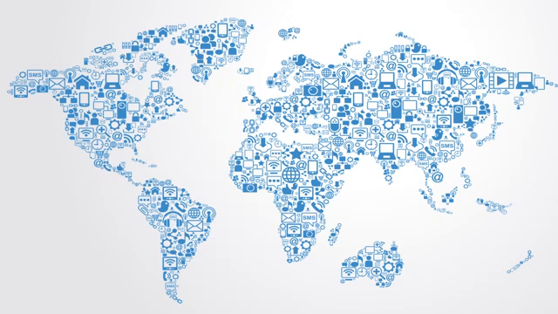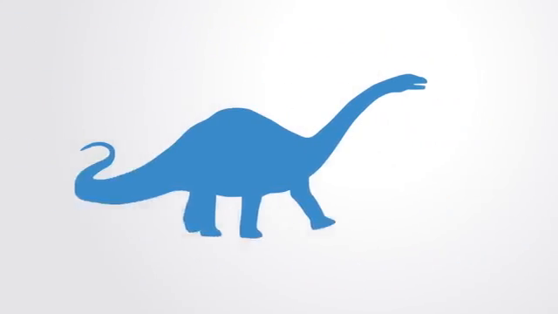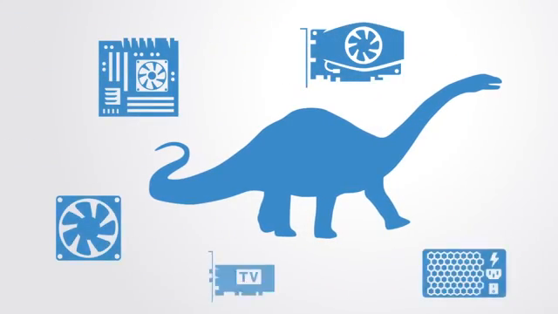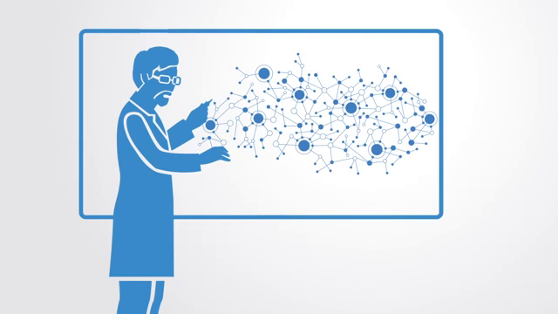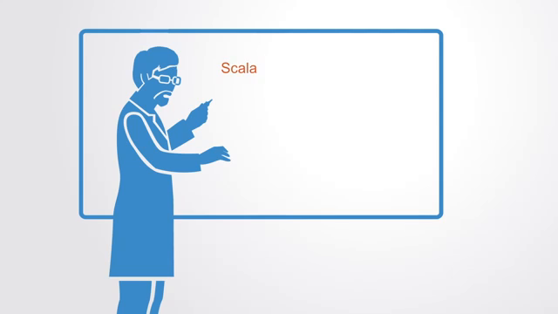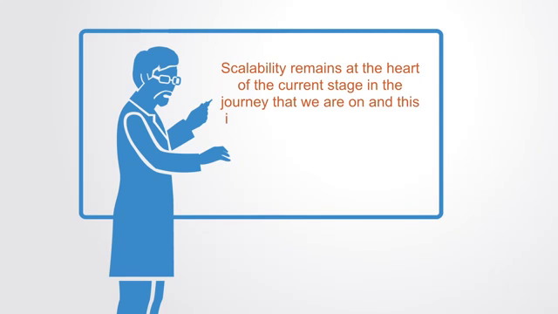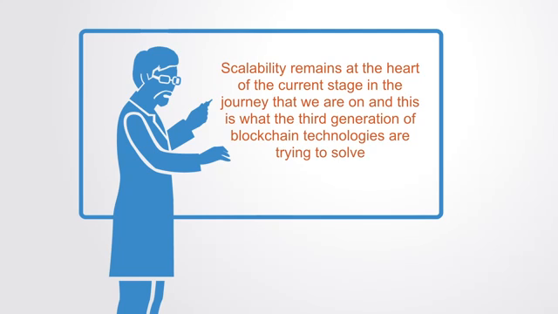However, the existing solutions that we have are like extremely inefficient computers. The existing blockchain infrastructure is like a really bad computer that is not able to do much except proof of concepts. Getting to the next level remains still a huge challenge that involves some original and difficult computer science, game theory, and mathematical challenges. Scalability remains at the heart of the current stage in the journey that we're on, and this is what the third generation of blockchain technologies are trying to solve.